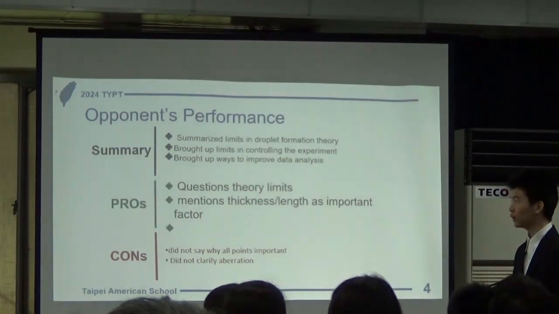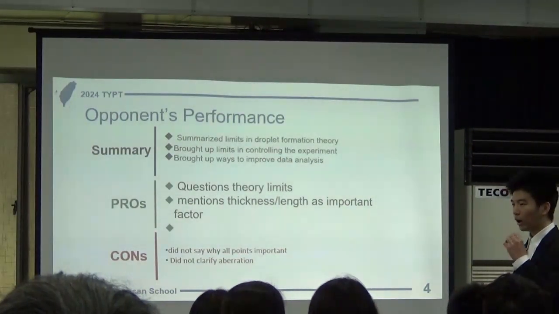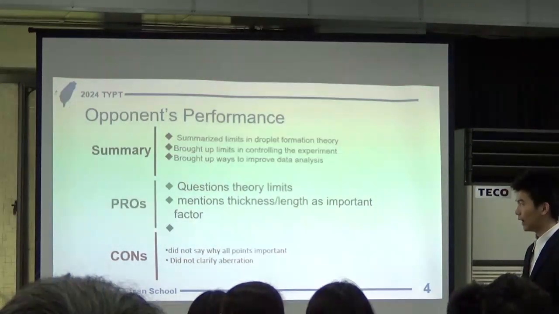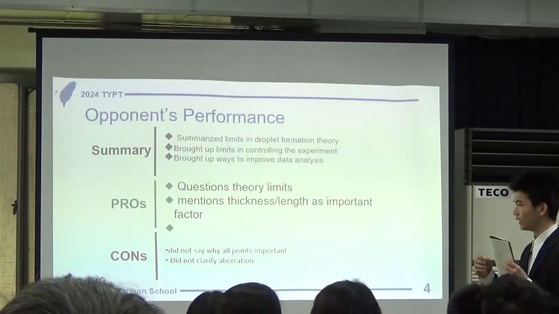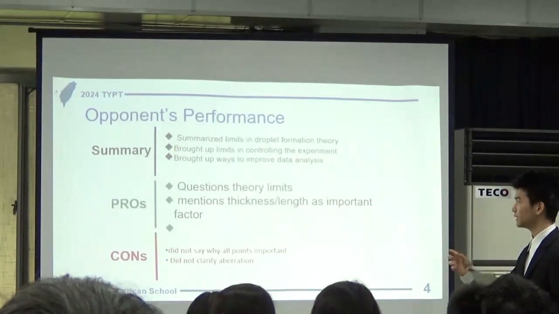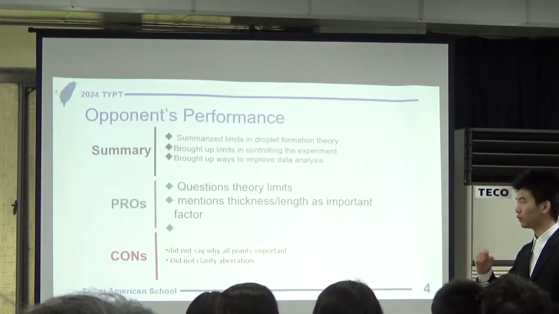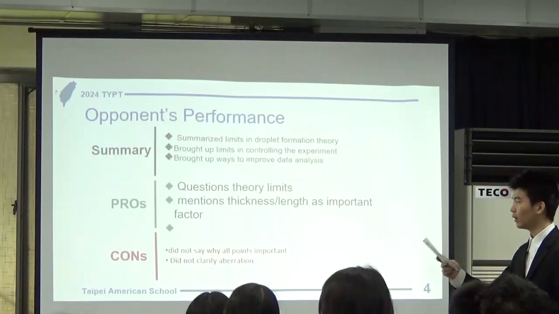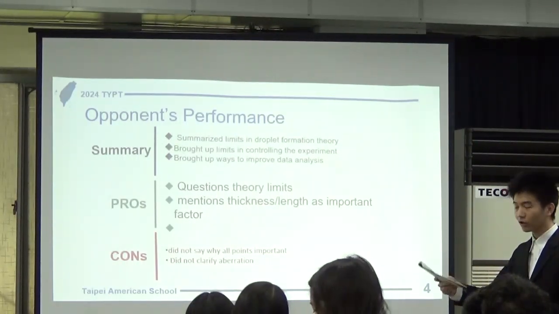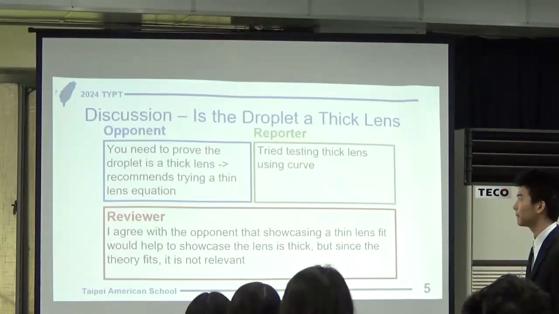In regards to the approach, they questioned the theory limits in regards to the intersection between the spherical model and the elliptical model, and they also mentioned thickness and length as an important factor for both the droplet and for the glass. However, for glass, they did not explain why all of the points they brought up were important, and they did not clarify aberration besides the data.